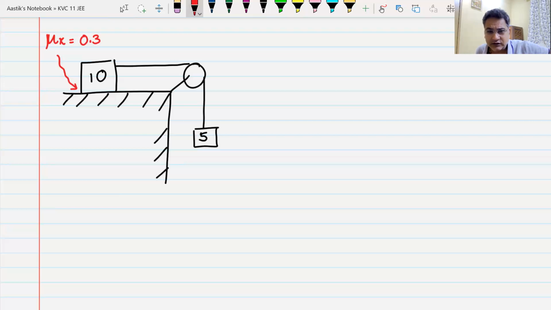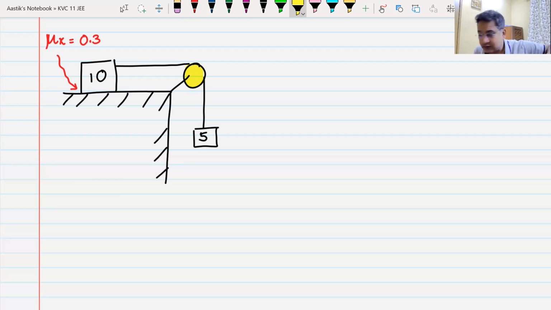Can anyone give me a reason why it is going to move upwards? There must be a reason that makes you think that the block is going to move upwards. Can anyone? Sir, it is a smooth pulley. Yes, beta? It is a smooth pulley. So what has the smooth pulley got to do with the block moving upwards or downwards? I don't understand the logic. The pulley was also always smooth. It has got nothing to do with which side the block is moving. Whether the block moves this side or this side, the pulley always remains smooth. So can anyone give me a more convincing reason why you think that the block is going to move upwards?